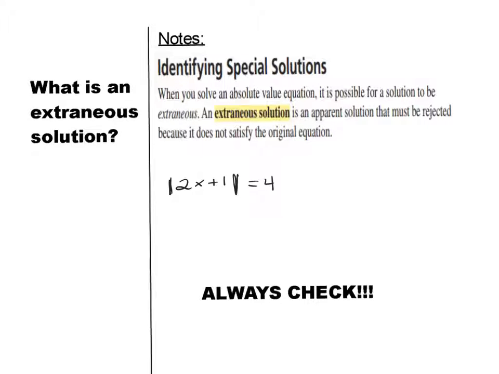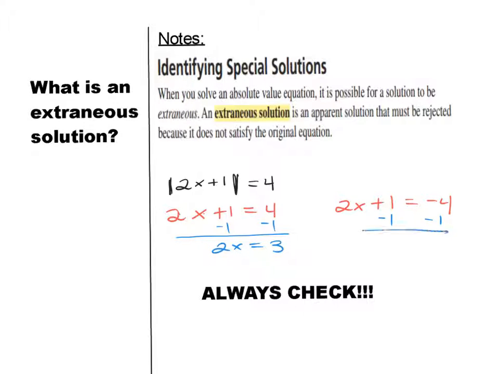Yes, it's perfect. 2x plus 1 equals 4. 2x plus 1 equals negative 4. Just like that. And then you solve, right? So you would subtract 1 and subtract 1. 2x equals 3, and 2x equals negative 5.